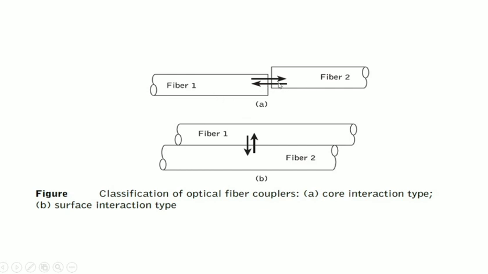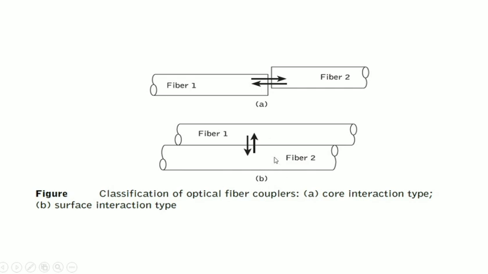In the core interaction type, what happens? This is fiber 1, this is fiber 2. The optical signal is transferred from fiber 1 to fiber 2 or fiber 2 to fiber 1. Here, power transfer takes place through the fiber core cross section, and the arrow mark indicates the power transfer, by joining or butting the fibers. So it is called the core interaction type.